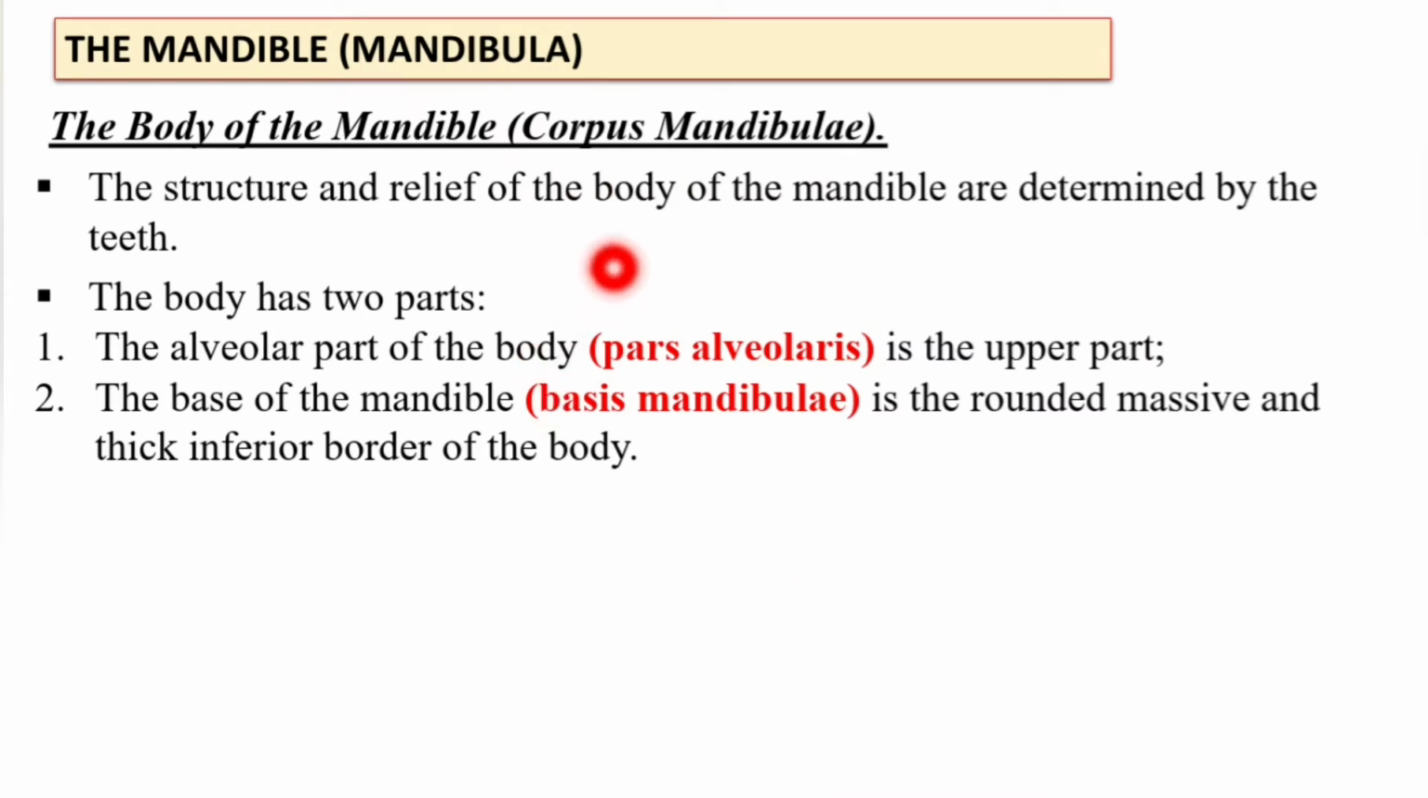The structure and relief of the body of the mandible are determined by the teeth. Of course, we talked about this. The body has two parts: the alveolar part of the body, pars alveolaris, which is the upper part, and the base of the mandible, basis mandibulae, which is the rounded, massive, and thick inferior border of the body.